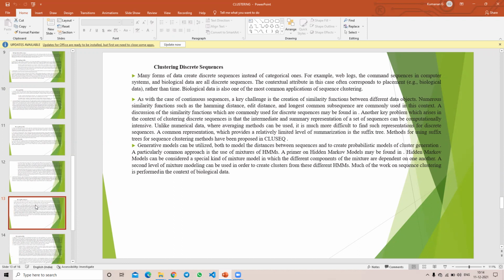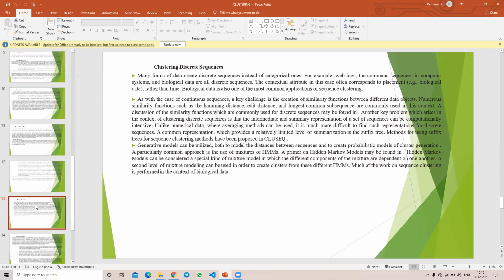For example, web logs, the operating system command sequences in computer systems, and biological data are discrete sequences. The contextual attribute in this case often corresponds to placement, for example in biological data, rather than time. Biological data is also one of the most common applications of sequence clustering.